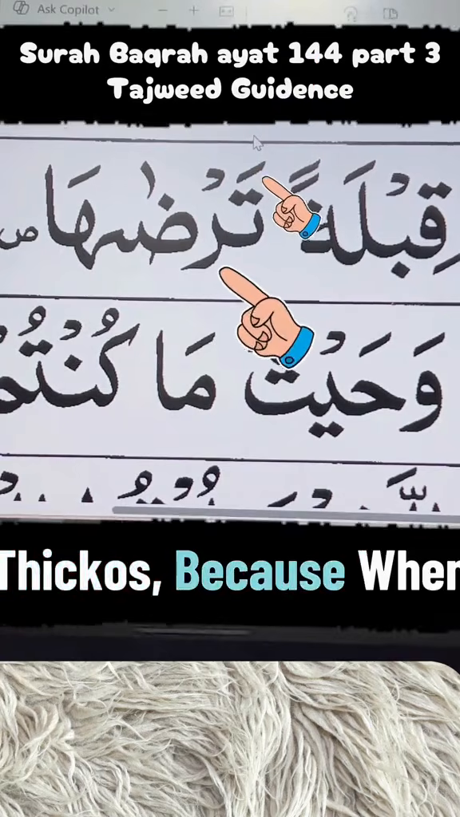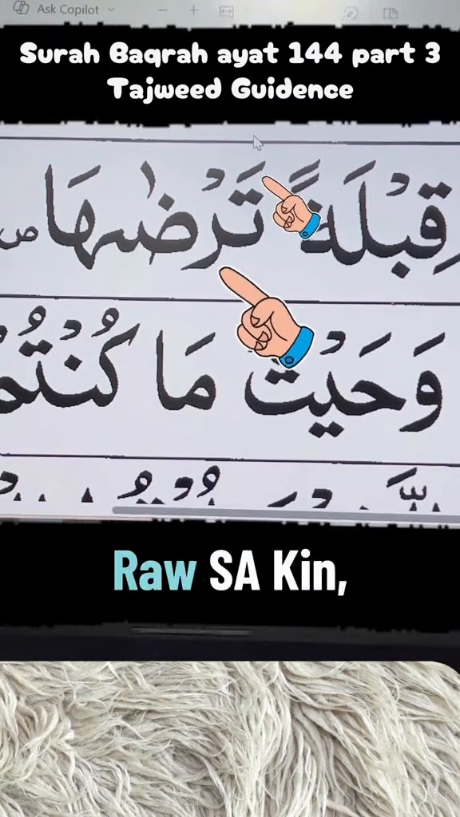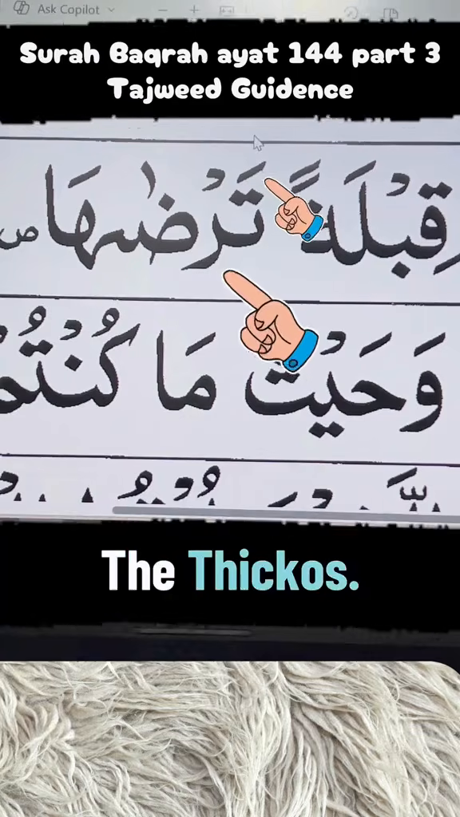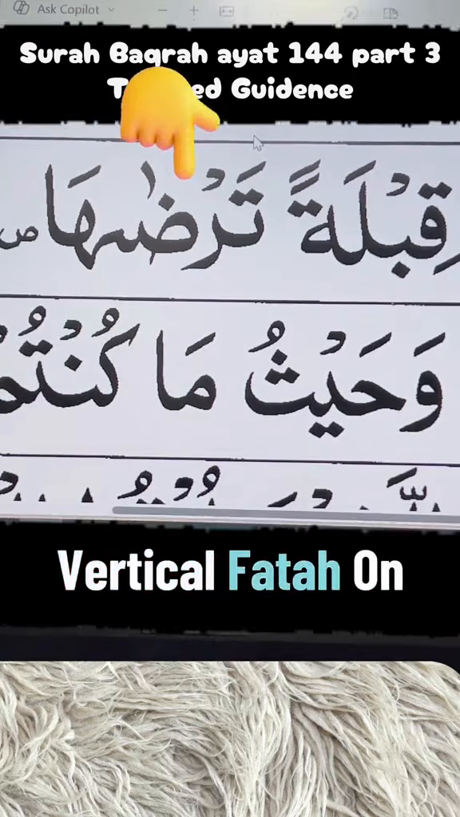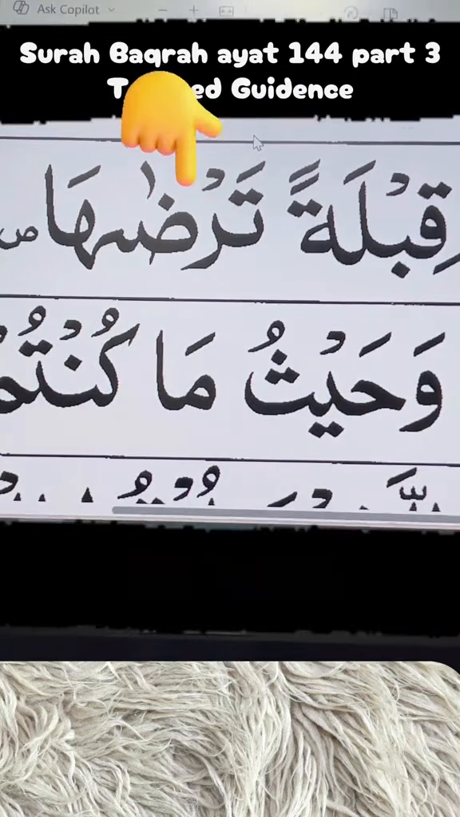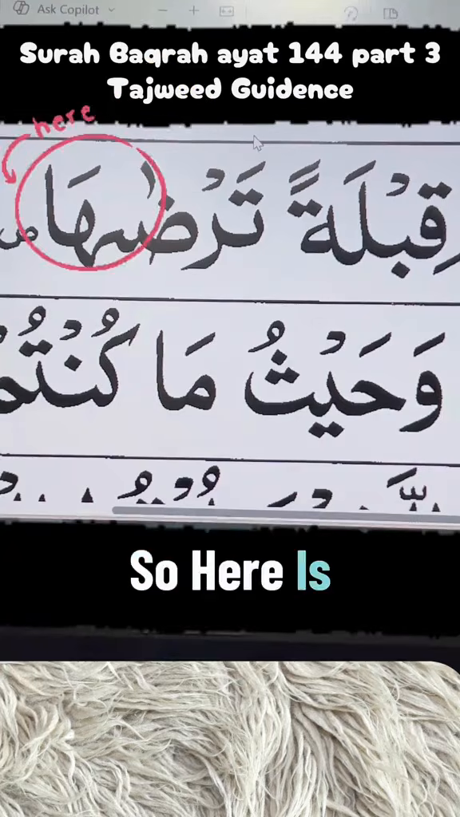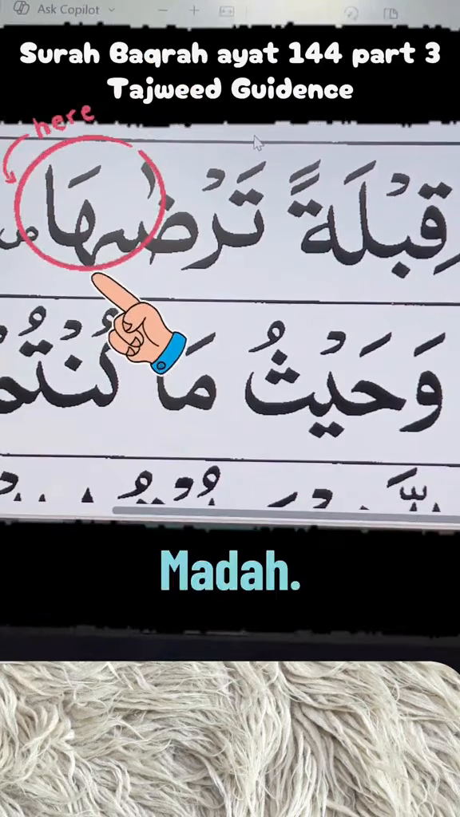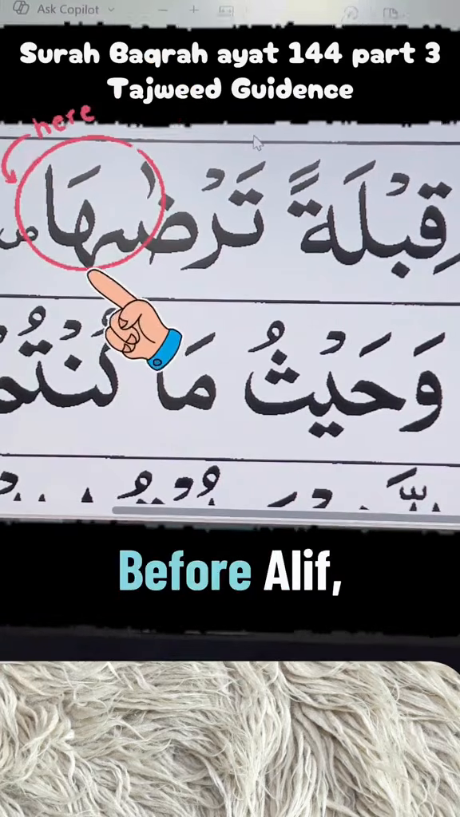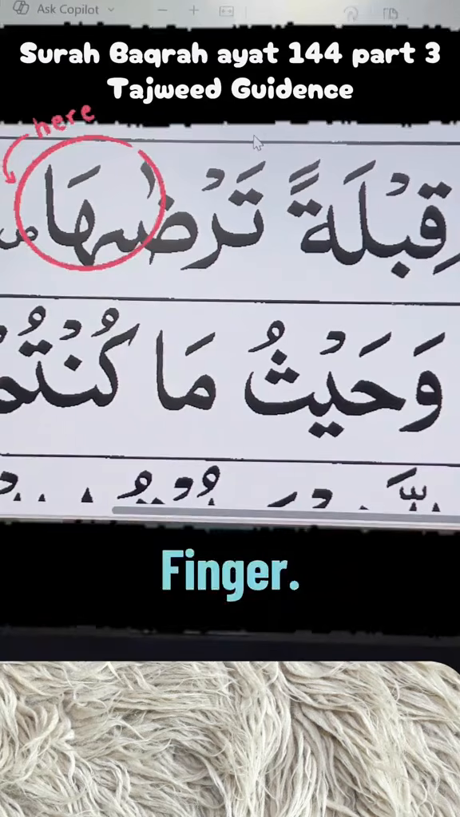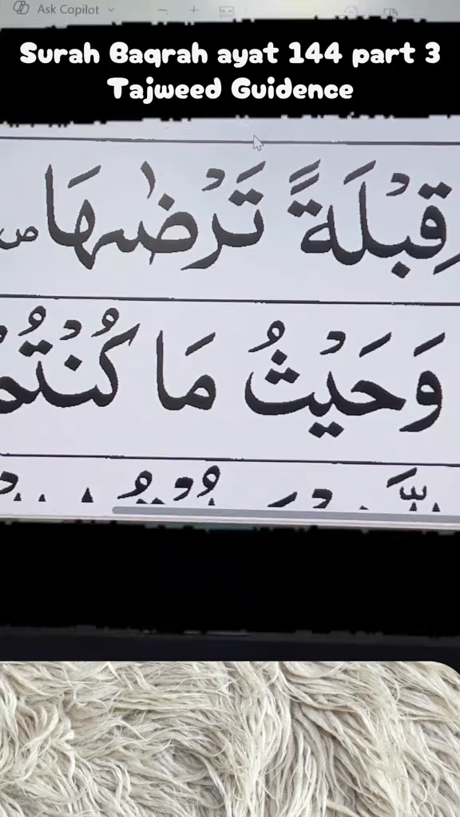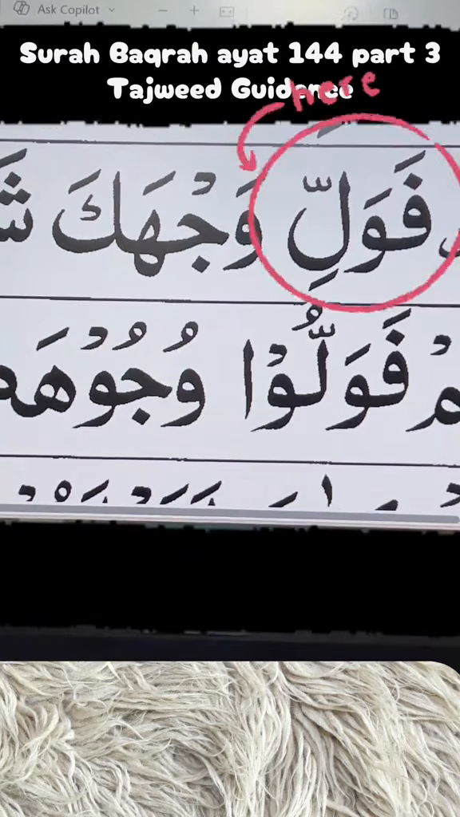Read ra with a thick voice, because when fatha comes before ra sakin, you read ra with a thick voice. Dwad is also a thick voice letter and stretch dwad because of vertical fatha on it up to one finger. Tardaha. So here is another rule which is called alif madda. When fatha comes before alif, you stretch alif up to one finger. So stretch it up to one finger. Tardaha. Ha alif fatha ha.